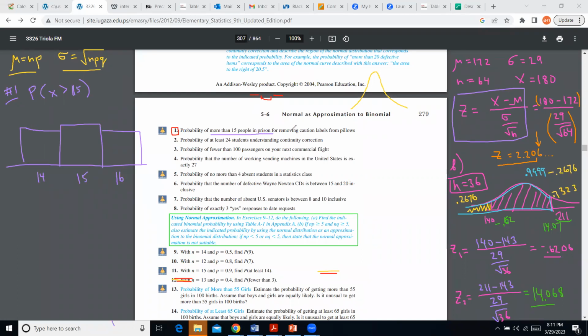So if someone says more than 15, it means we're greater. So it could be 16 or it could be 17 or more, all the way to the right. And I don't really care how far to the right we go. I just care about this border value, where the region actually starts. And it looks like it starts at the right side of the bar with number 15. So there is a point 14 and a half on the left side of this bar and 15 and a half, which is on the other side.